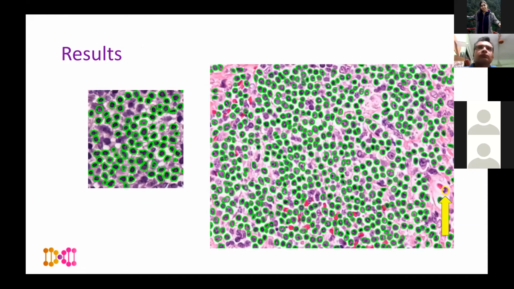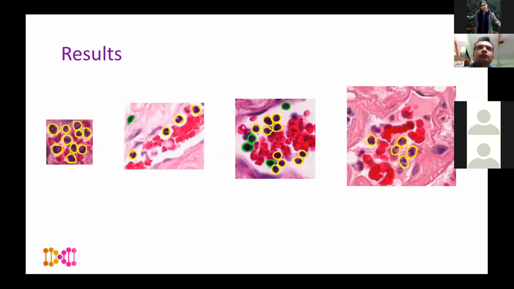We also do quite a nice job here at segmenting the lymphocytes, as shown in green, and we can also see that we successfully segment the lone neutrophil, which is shown by the yellow arrow. Here are some more results of neutrophil segmentation and lymphocyte segmentation. We do quite a nice job.